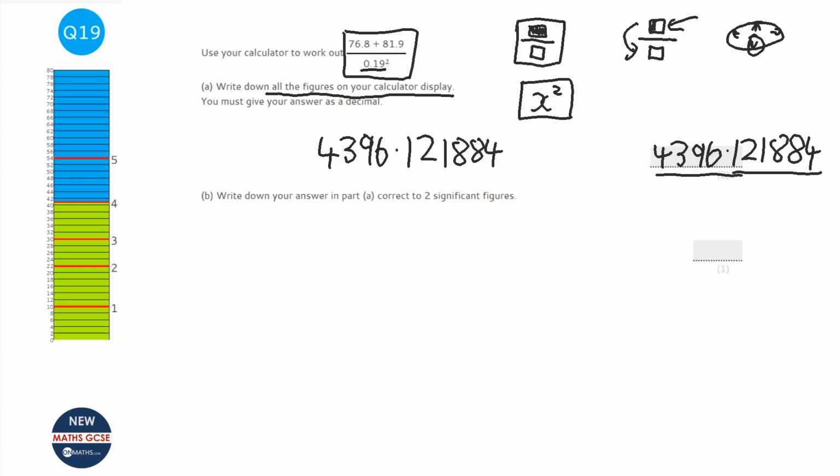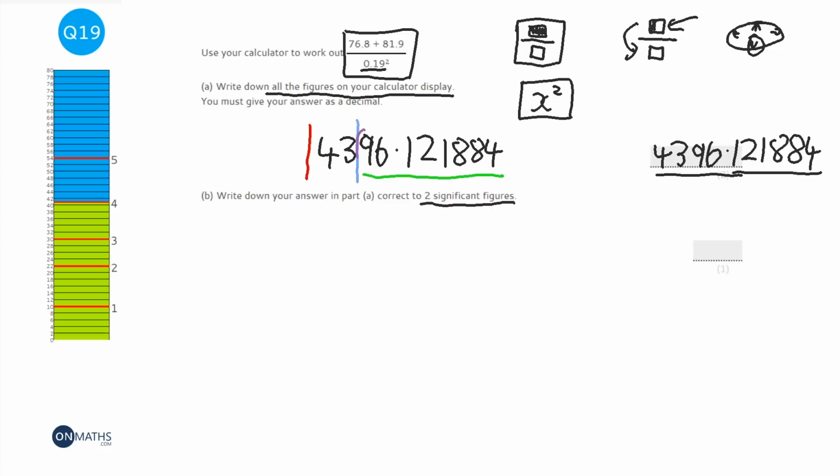Okay, so write down correct to 2 significant figures. Now, to do 2 significant figures, we start counting at the start of the number. So I'm going to do a red line where you need to start counting. And you just count 1, 2 numbers. So the blue line is where I've stopped counting. Now, all of these numbers here are going to be reset to 0. They're going to go away. Well, not quite. Let's come to that later.